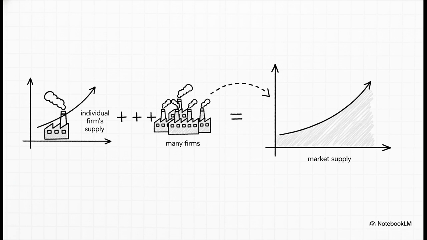at each price level. So, if we have 1,000 identical farms and each is willing to supply 100 gallons at a price of $6, the total market supply at $6 is just 100,000 gallons. You're just adding them up horizontally.